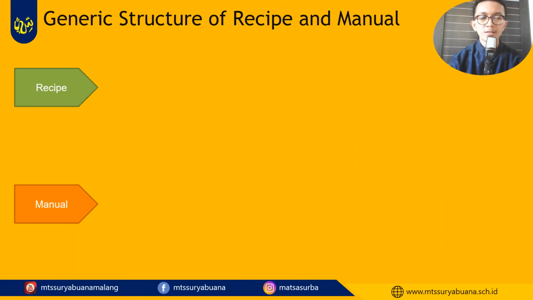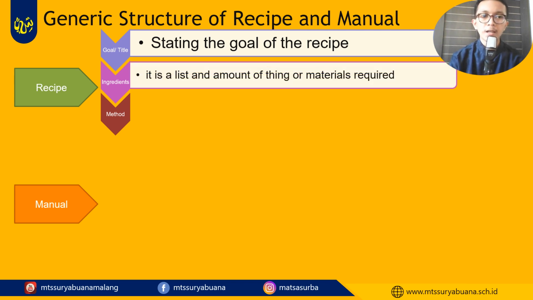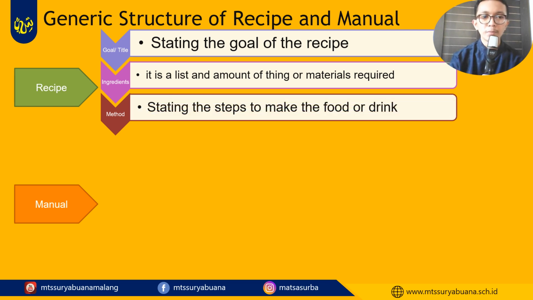Okay, the next explanation is about the generic structure of recipe and manual. The first one is the generic structure of recipe: goal or title, and then ingredients and method. Goal or title states the goal of the recipe. And then ingredients is a list and amount of things or materials required. And the last aspect is method. Method here states the steps to make the food or drink.